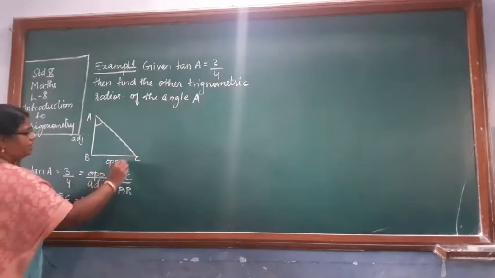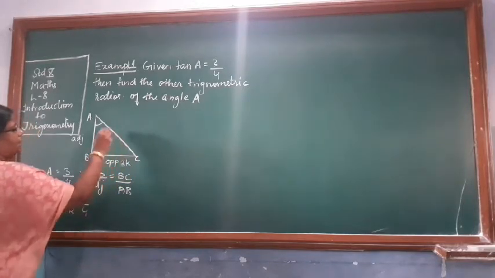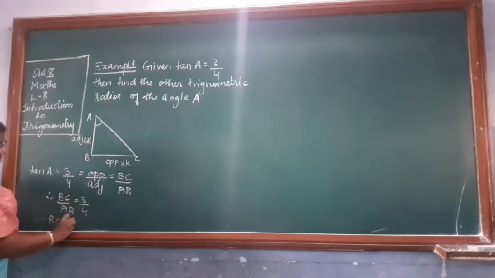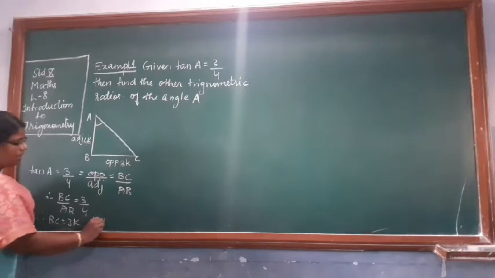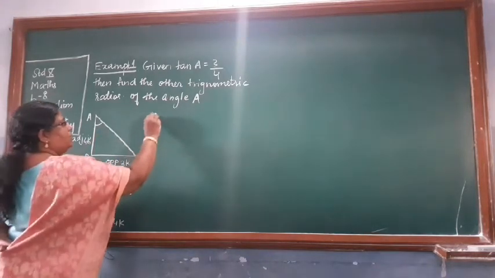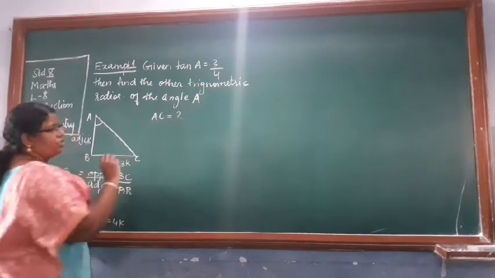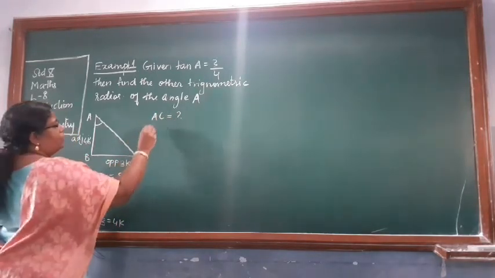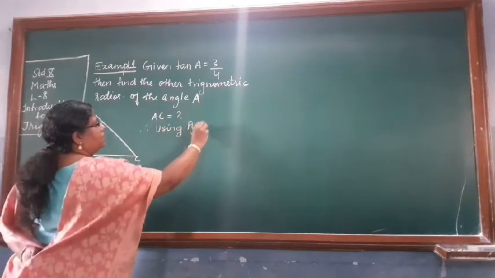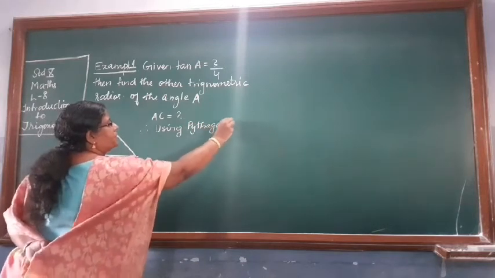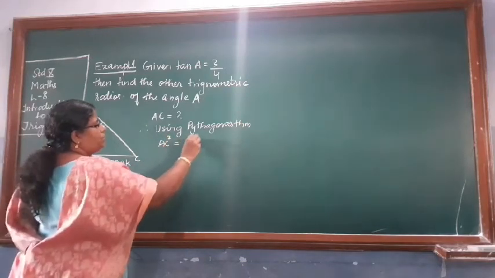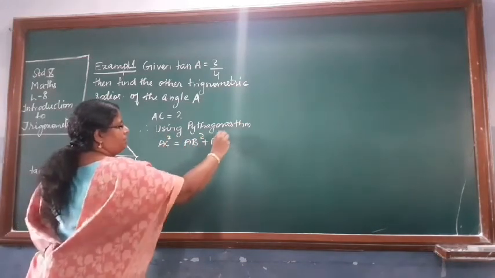So BC I can write as 3k and AB I can write as 4k. Therefore BC is equal to 3k and AB is equal to 4k. You are supposed to find AC. So AC is equal to how much? First you have to find that. So using Pythagoras theorem, what do I have? AC square will be equal to AB square plus BC square.